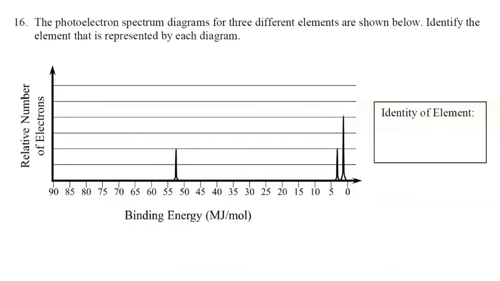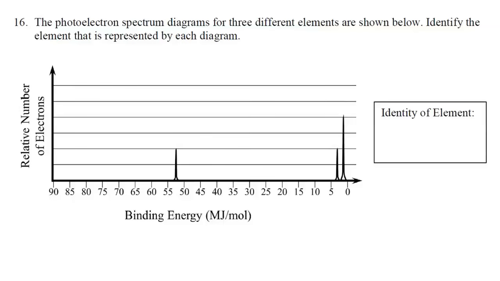Okay, question 16, the last question in the packet here. We're taking a look at 3 different photoelectron spectrum diagrams. And all we have to do is identify the element. So let's take a look at how we read the information in a PES diagram to get the electron configuration and therefore the identity of the element.